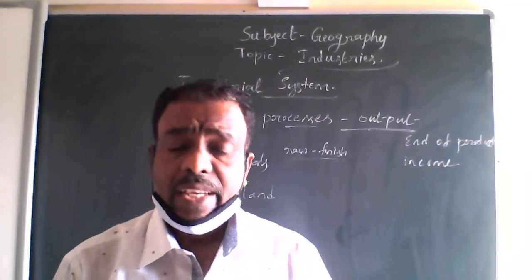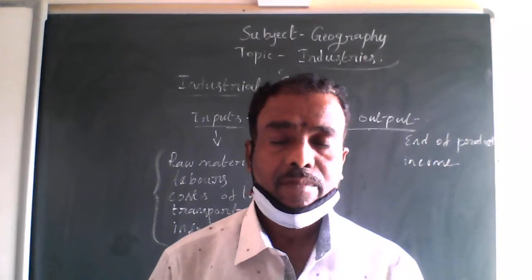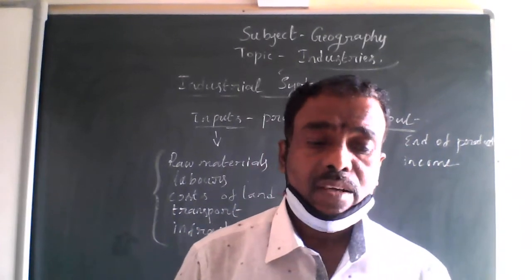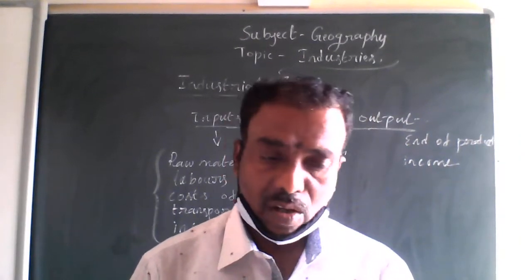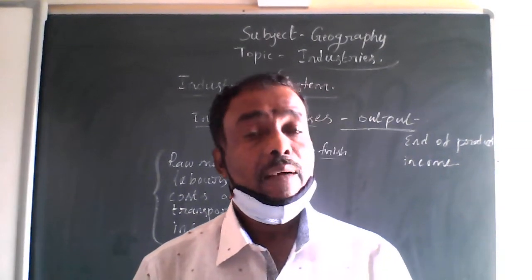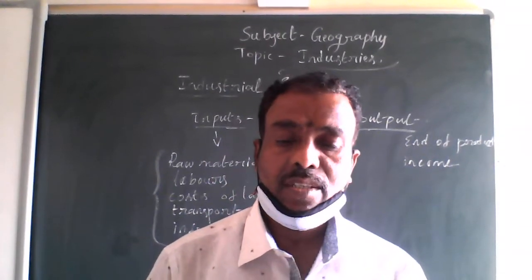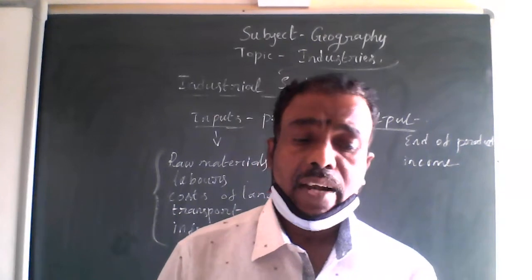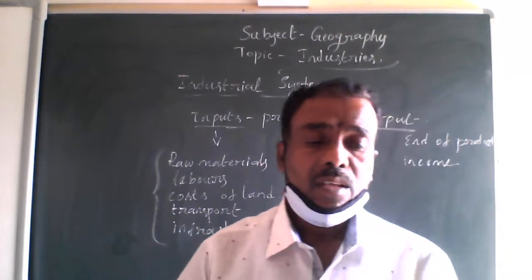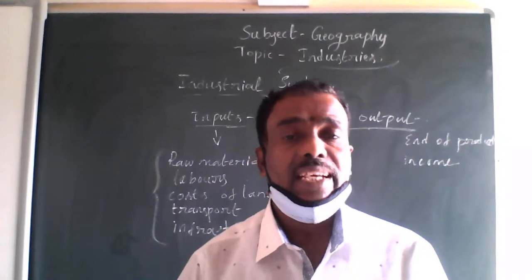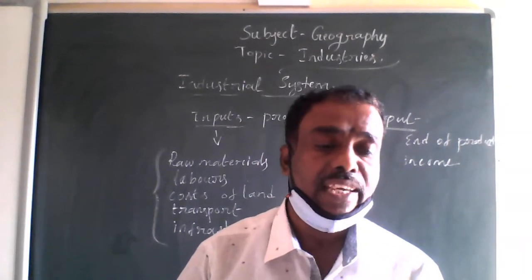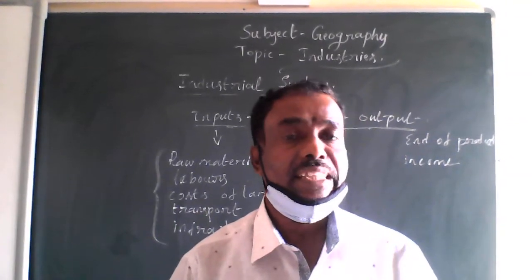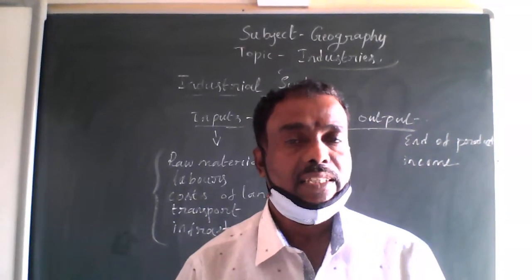For example, in the case of the textile industry, what may the inputs be? Can anybody guess? Of course, the cotton, human labor, factory, and transport cost. So these are the inputs in the textile industry. And what is the process? The processes include ginning, spinning, weaving, dyeing and printing. So these are all the processes in the textile industry.